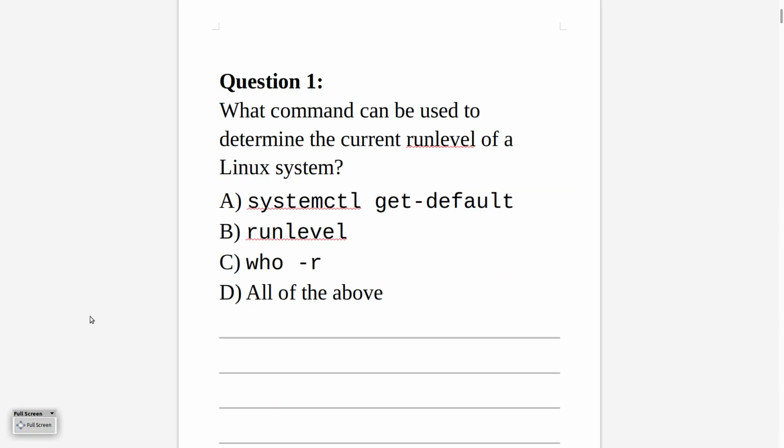Question 1. What command can be used to determine the current run level of a Linux system? Is it systemctl get-default, or runlevel, or who -r, or all of the above?